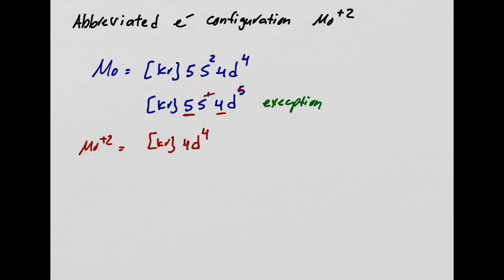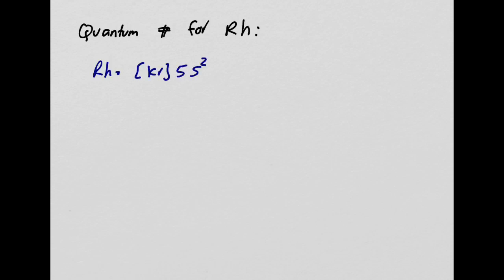Okay, ready for the next problem? Here's our next problem. Let's do quantum numbers. Let's do quantum numbers for Rh. Again, pause my video and do the quantum numbers for Rh. Okay, so write the abbreviated electron configuration for Rh, which would be Kr, 5s2, 4d7.